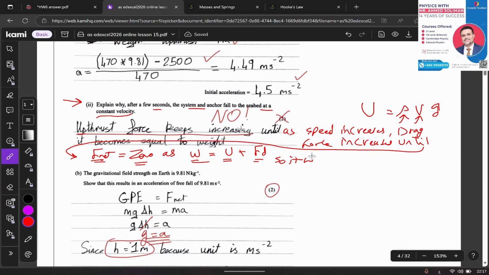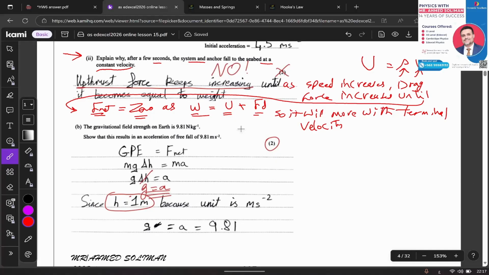So it will fall, it will move with terminal velocity. Okay, now let's move to the next. So what is the first mistake, Mirula? 1, 2, 3, 4. What do you think?